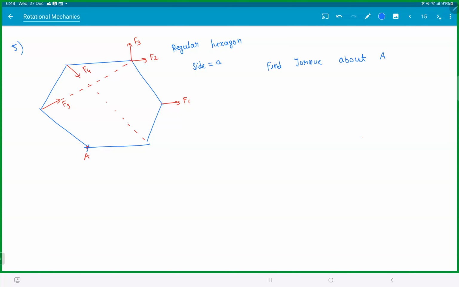F1, F2 are horizontal, F3 is vertical, F4 is pointing towards this corner, and F5 is pointing towards this corner. Get this. I think if you got this, then we can be sure you know how to calculate torques.